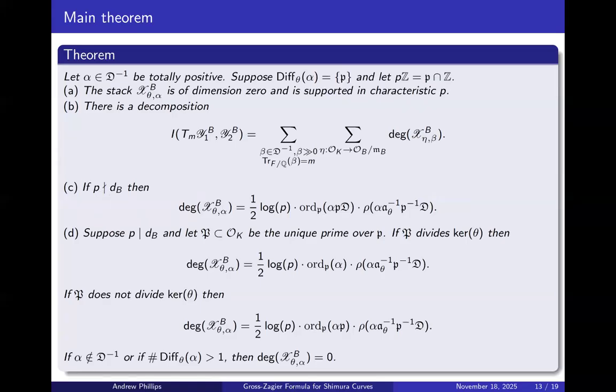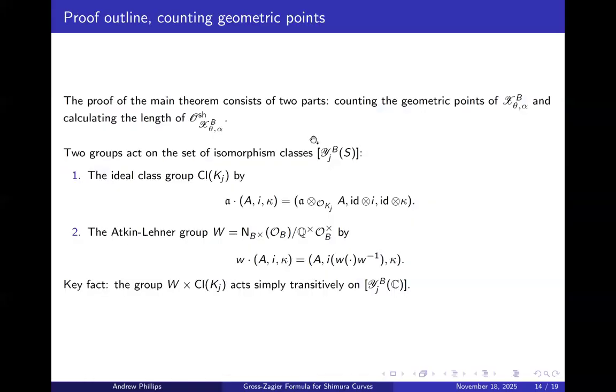Okay, so let me just finish up in the next minute here. Just the general summary. The proof takes a lot to prove; there's a lot of technical stuff that goes into it. Basically it amounts to two general parts: there's counting the geometric points and the calculation of the length of these local rings. Probably counting geometric points is more difficult.